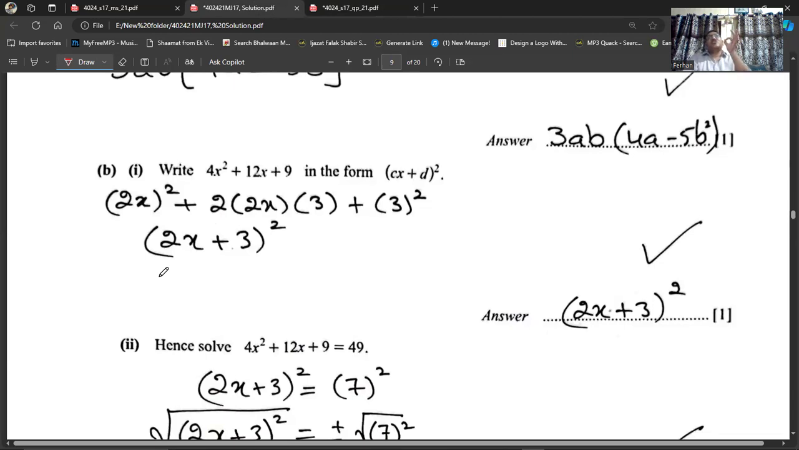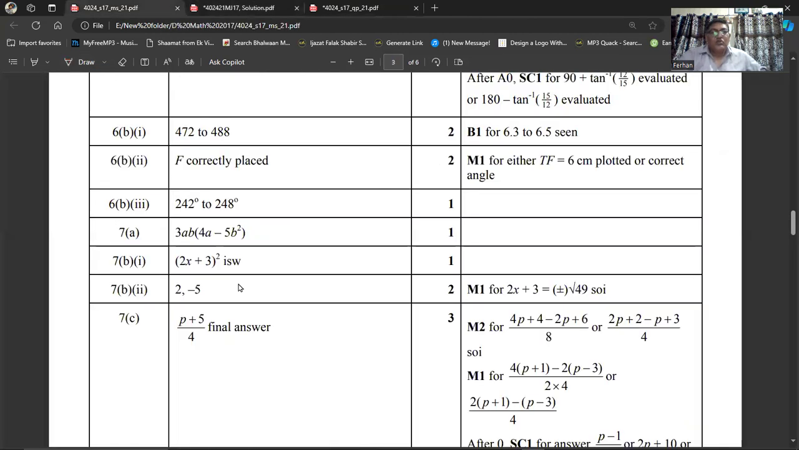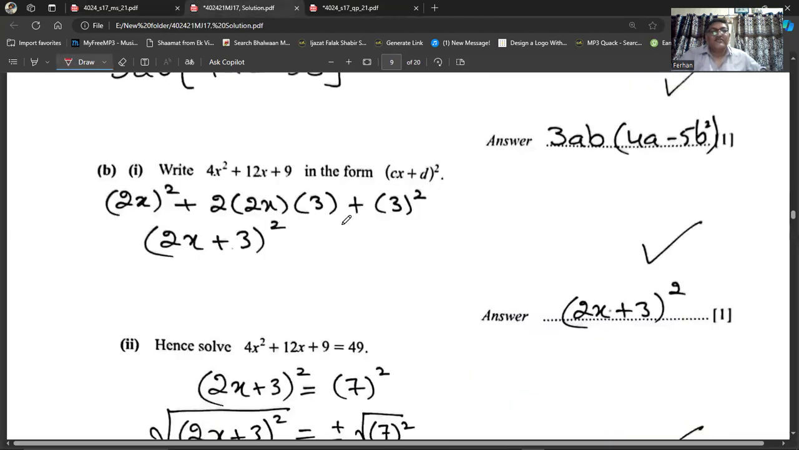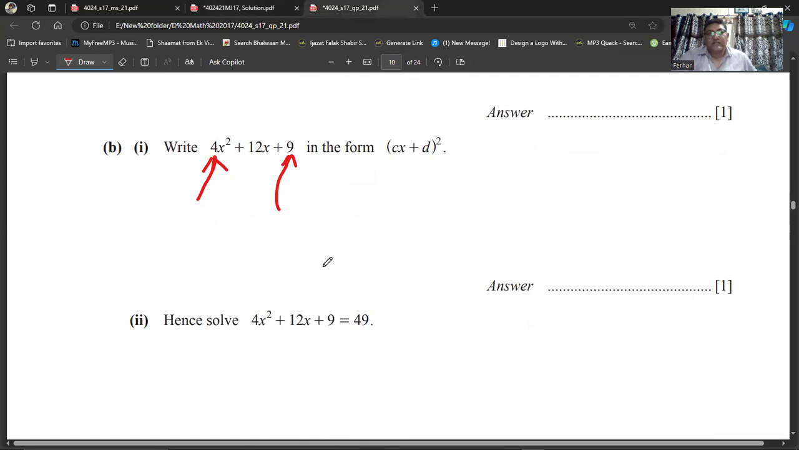This is factorization by using identity. I hope you understand. You can also do it by using midterm breaking. So (2x plus 3) whole square. This is factorization by identity.